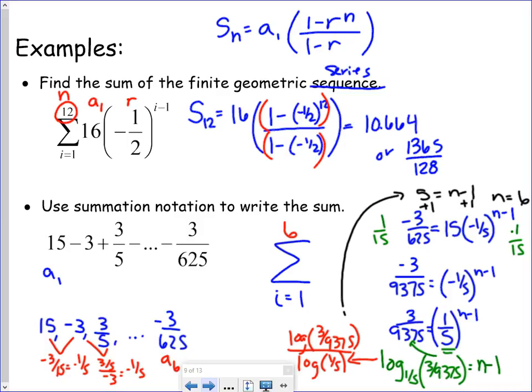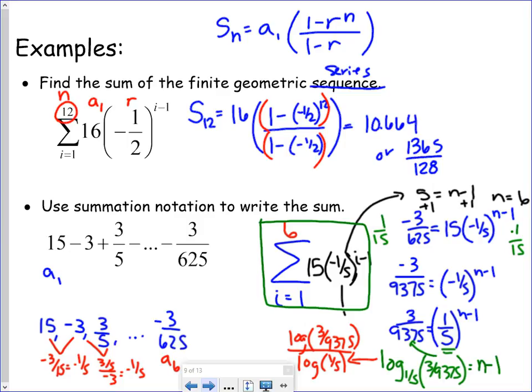So I'm going to finish this out. I've got that upper limit, which that algebra verified what I thought was going to happen, so my upper limit is 6. And then I just need to get that rule behind it, which I already used to solve. It's a sub 1, which is 15, times my ratio negative 1/5, raised to the I minus 1 because I used an index of I. If you want to use an index of n in your summation notation, you could do that. Okay, so this piece right here is my summation notation to write that sum of the series.